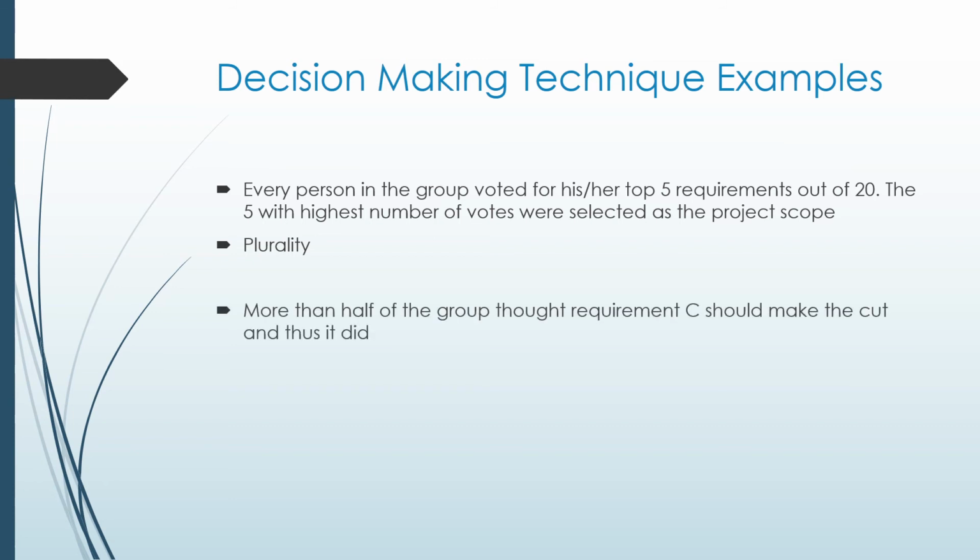More than half of the group thought requirement C should make the cut, and thus it did. So there was a particular requirement by the name requirement C, and more than half of the group, that means more than 50% of the group, thought that it should be a part of the project scope, and thus it became part of the project scope. This is majority. When more than half of the people in the group say that certain requirements should be part of the project scope, that makes it to the project scope, that is a decision by majority. So that is again another group decision making technique.